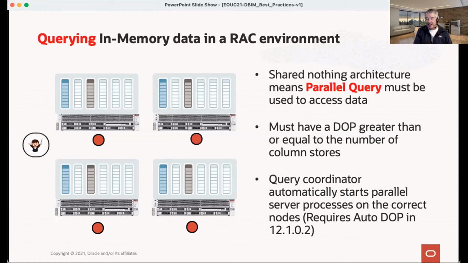We call it affinitized for in-memory, basically. And so starting in 12.2 and later releases, all we require is that the DOP be at least as great as the number of column stores involved. So you have more flexibility.